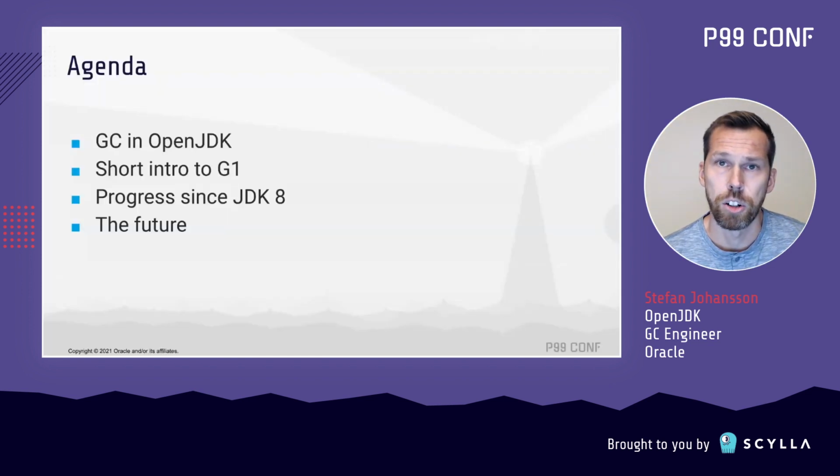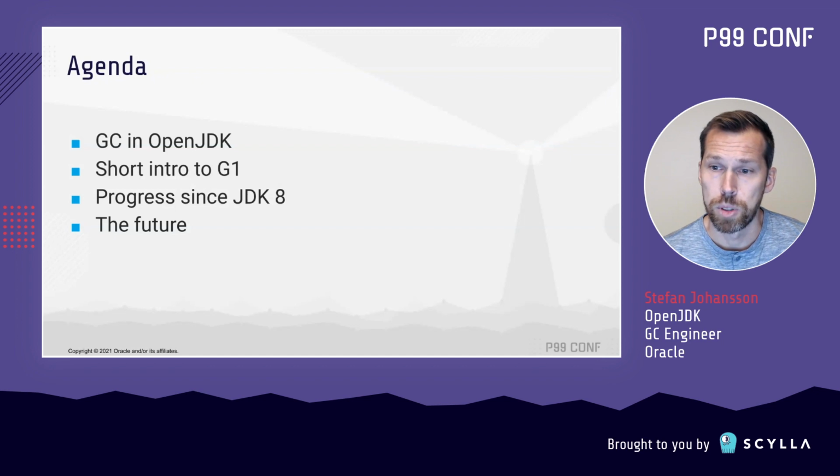So we're going to start off with talking a bit about GC in general in OpenJDK, then dig in a bit more to G1, and then focus mostly on the progress made in G1 since JDK 8. At the end, we'll take a very quick look at the future. My main goal with this presentation is to show you all the good things we've done with G1 since JDK 8 and hopefully encourage some of you to move to a newer JDK.